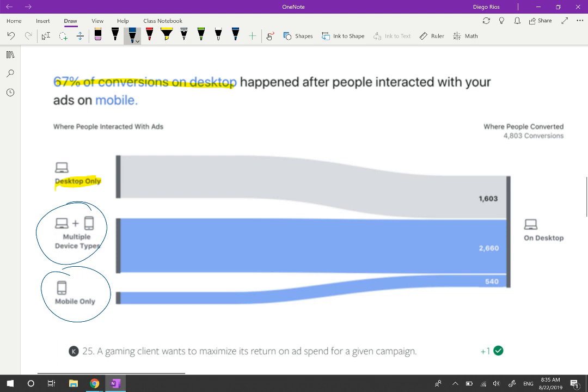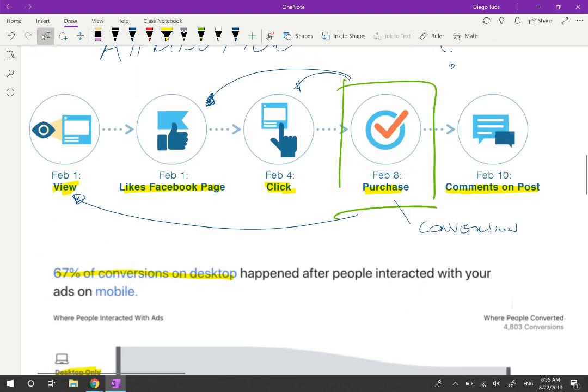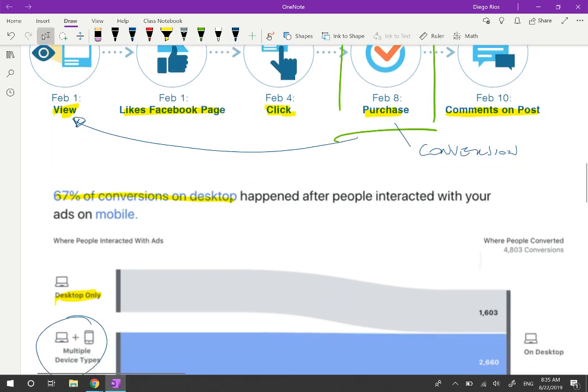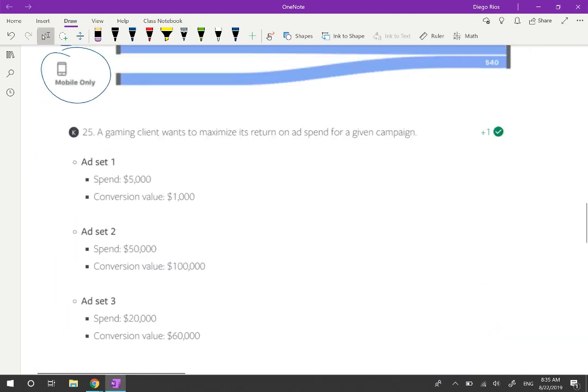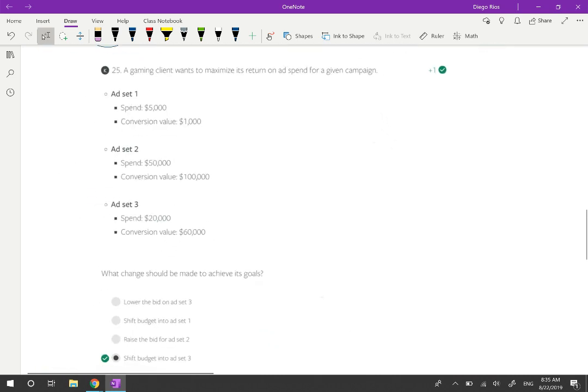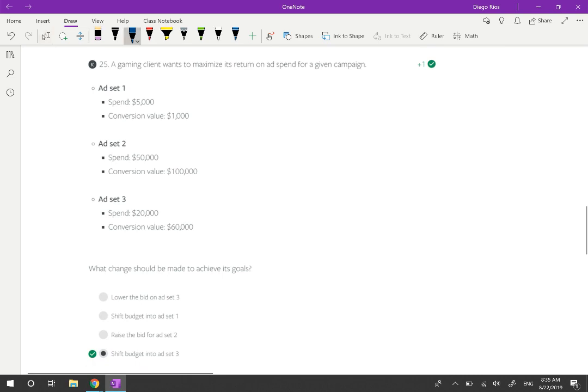And so this is what the multi-touch attribution system talks about within Facebook, right? I can attribute my purchase or conversion to different ads, whether it's clicks or views. And so how does it work with a sample question for an exam as well?